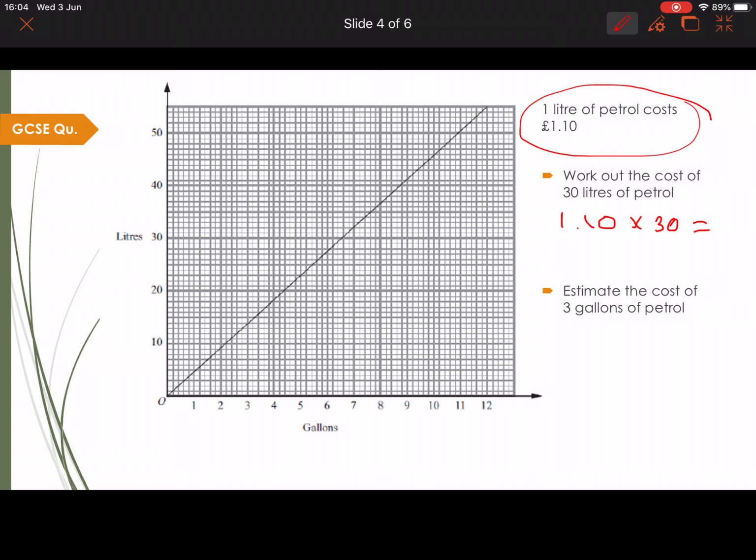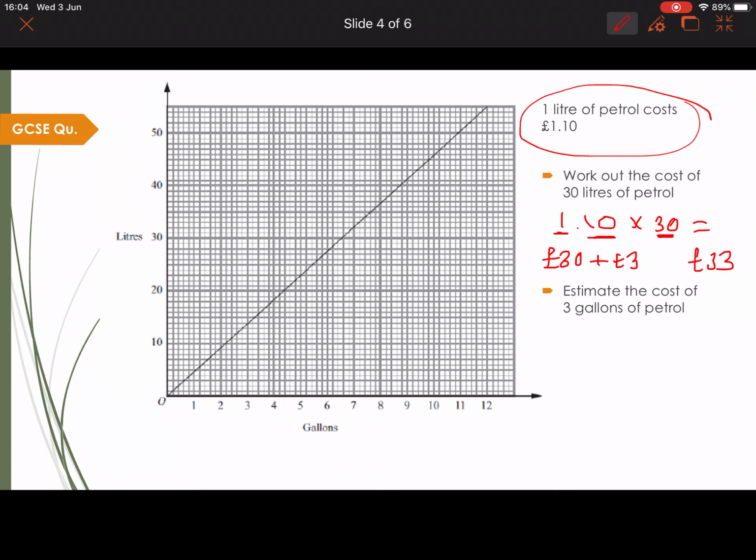Now, I would do this by breaking it up. First of all, £1 times 30 is going to be £30. Secondly, 10p times 30 is going to be 300p, which is £3. And if you add that together, you should get £33.